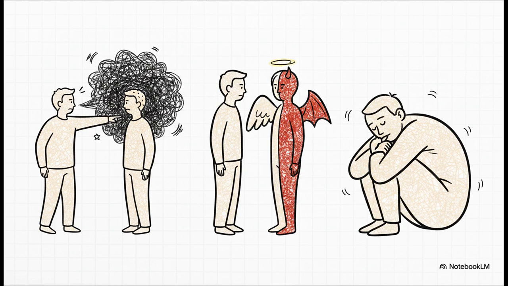Clinically, we really have to highlight splitting, labeling people as entirely all good or all bad. This is a classic hallmark of borderline personality disorder. We also see undoing, where a patient attempts to almost mathematically reverse a situation by adopting a new behavior. You see this prominently in OCD, like when someone repeatedly washes their hands to essentially undo a perceived harm.